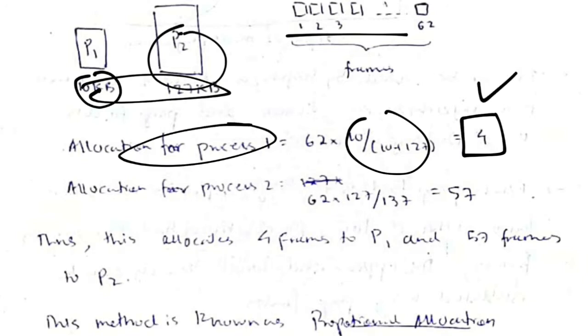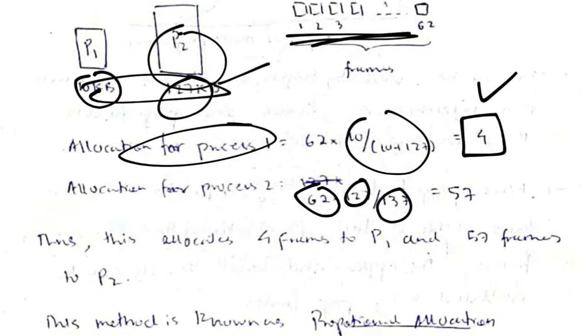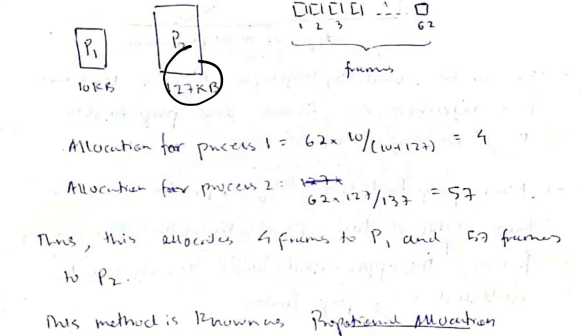And for the second one, 62 into 127 by 137, where 127 is the process size divided by the total size. That will give us 57, and 57 frames will be allocated to process P2. So the bigger the process is, the more frames will be given. Okay, this is known as proportional allocation.